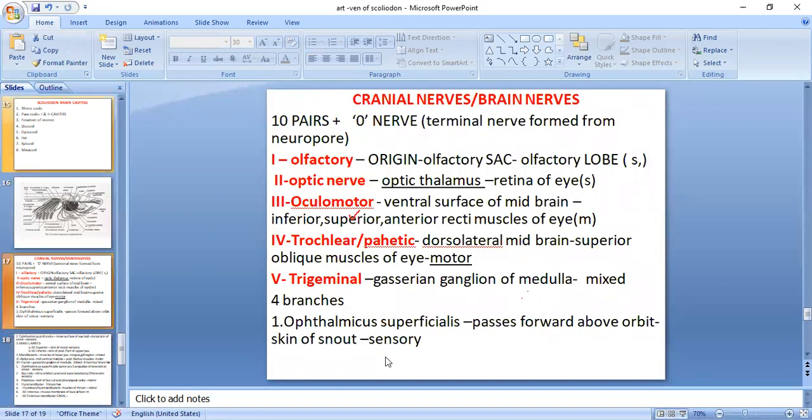It passes forward above the orbit and it supplies the skin of the snout. It is a sensory branch.